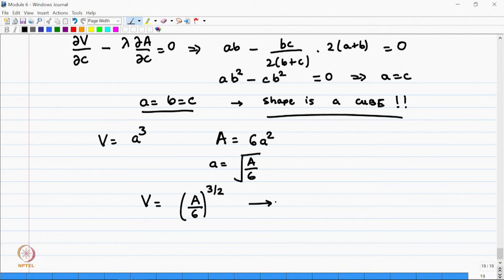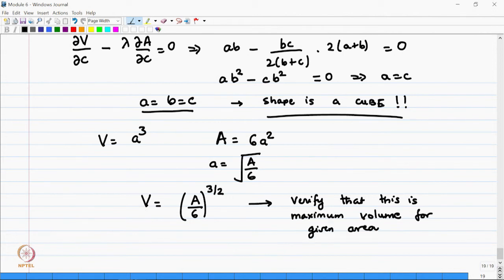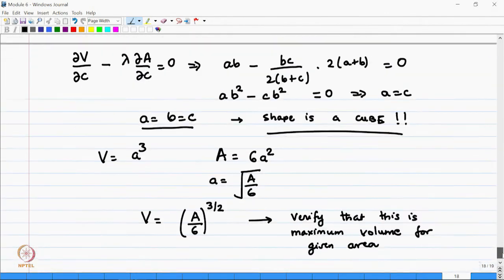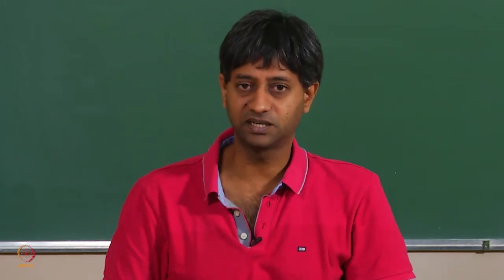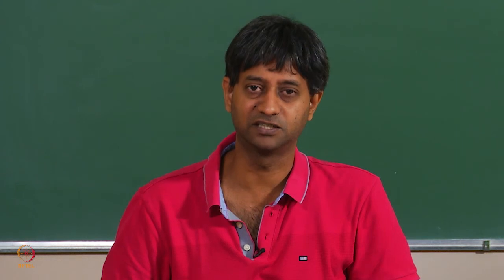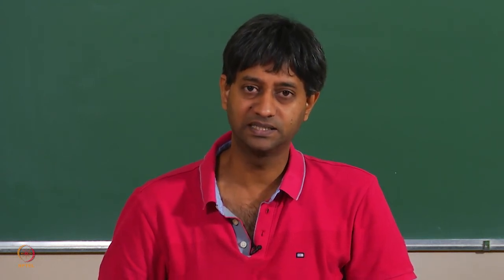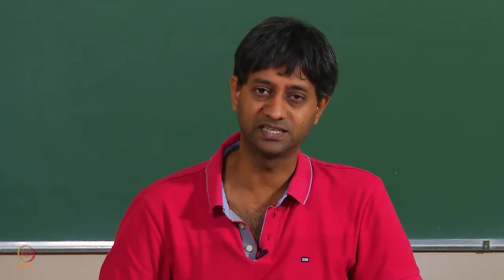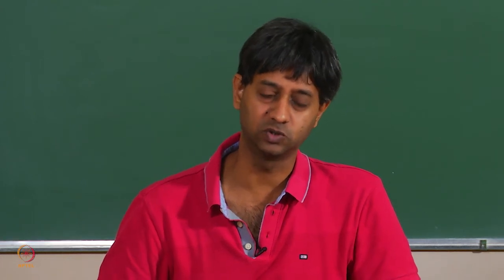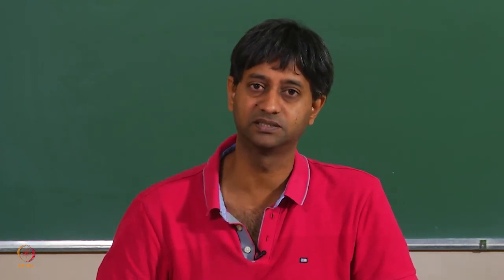In fact you can verify that this is the maximum volume for a given area. If you take any other choice for a, b and c which satisfies this given area, then you will get a lower volume. I leave that as an exercise for you. With this I will conclude this discussion on Lagrange's method of undetermined multipliers. In the next lecture we will work out some practice problems that use the technique of Lagrange's undetermined multipliers, and also use some of the other techniques that we have learnt in this module.